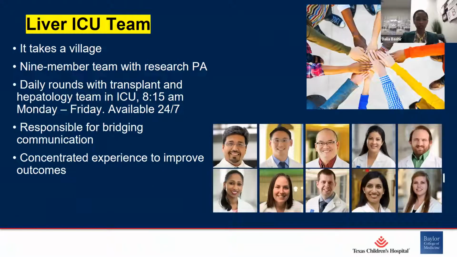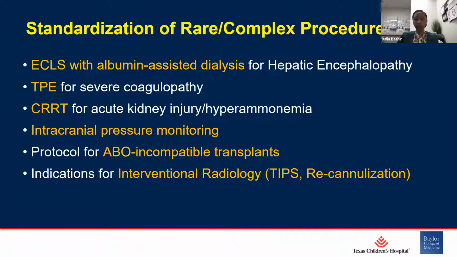And it takes a village. These patients are complex and require a lot of finesse in their care. And we have since noted that it's become necessary to create a dedicated ICU team to manage these complex liver failure patients. And so at our Texas Children's Hospital, we have our liver ICU team. And these are our colleagues who are part of our ICU team. And this is a multi-D approach. What we do is we round with the transplant team, the hepatology team, the dietitians, the pharmacists, the infectious disease, and try to bridge communication and concentrate the experience to improve our outcomes. And with this, we've been able to standardize some rare and complex procedures, which include the hybrid approach and hybrid extracorporeal therapies, intracranial pressure monitoring, and protocolizing our ABO-incompatible transplant, and also indications for any interventions that are warranted on these sick, complex patients.